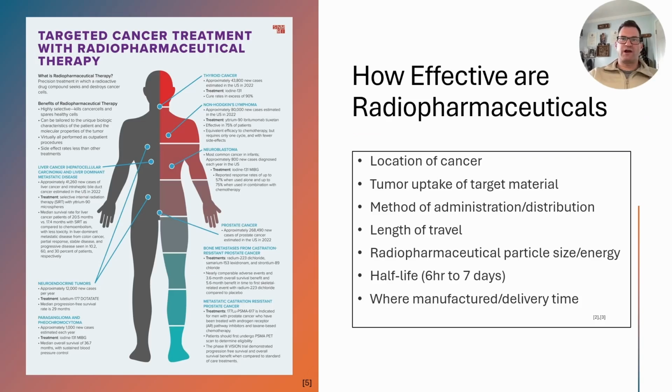Now we're going to look at how effective radiopharmaceuticals are. So the effectiveness does depend on the location of the cancer, if the tumor is able to uptake the targeting material, the method of administration, how much they're able to distribute, how far the radiopharmaceutical has to go through tissue to travel, the actual size of the radiopharmaceutical, like before we were talking about alpha and beta particles, the half life.